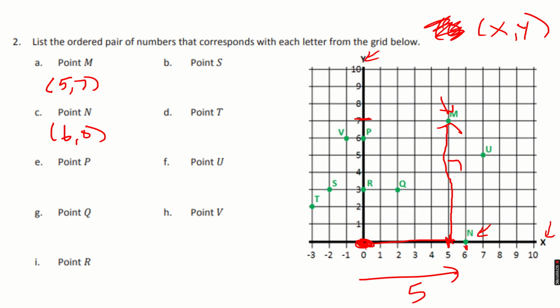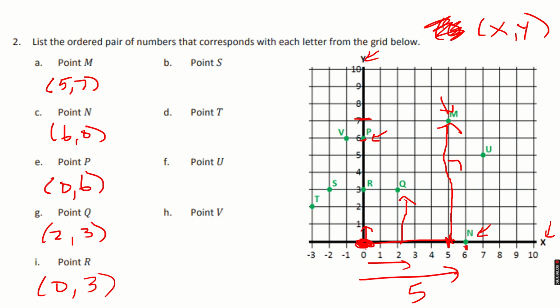Point P is this point right here. You'll notice we didn't move left or right at all, so my X value is 0. I stayed right there, and I just went up 6 spaces, a positive 6. Point Q is over 2 and up 3. Remember, it's always over and then up. Point R, I didn't move at all from that point left or right. I only went up 3 spaces, positive.